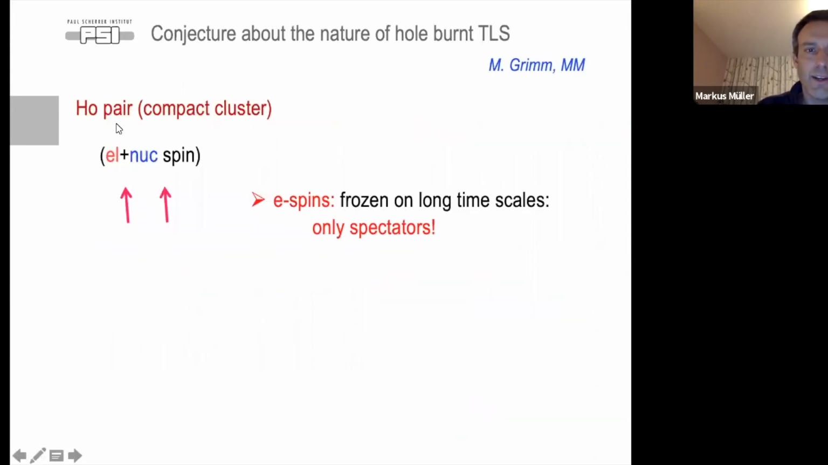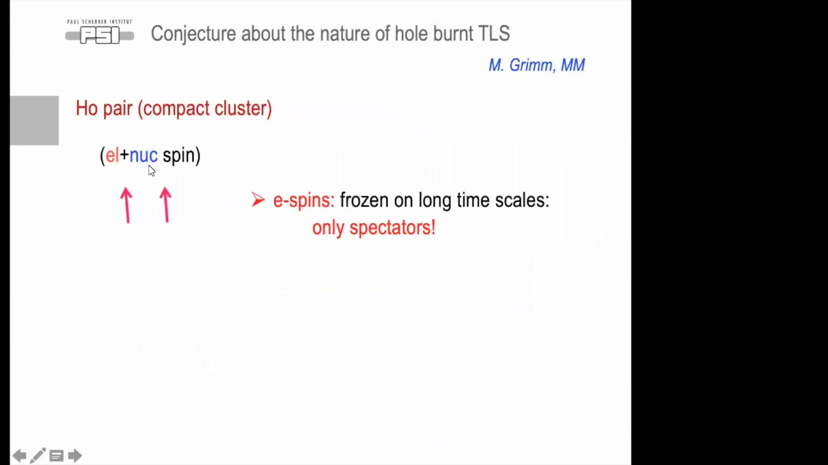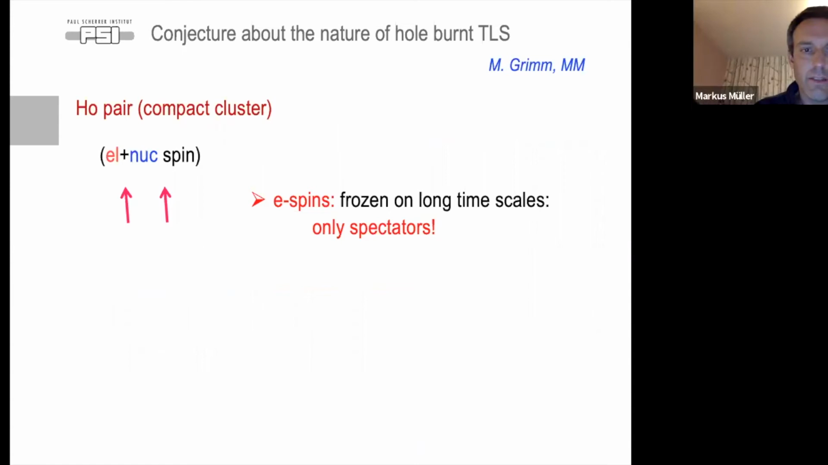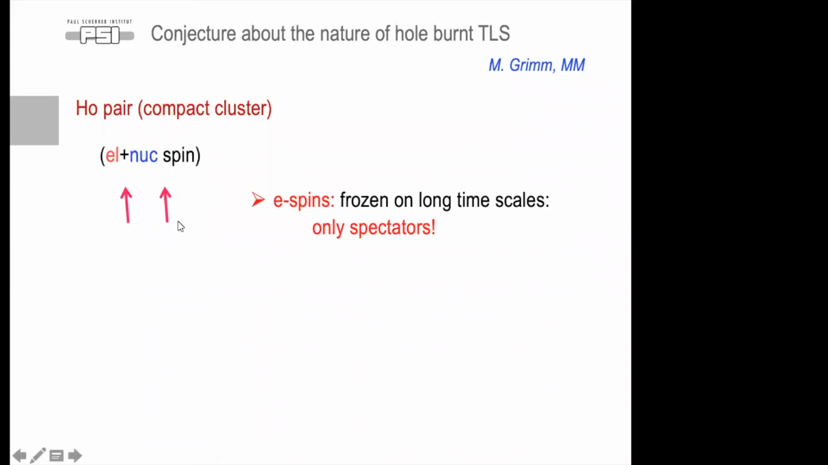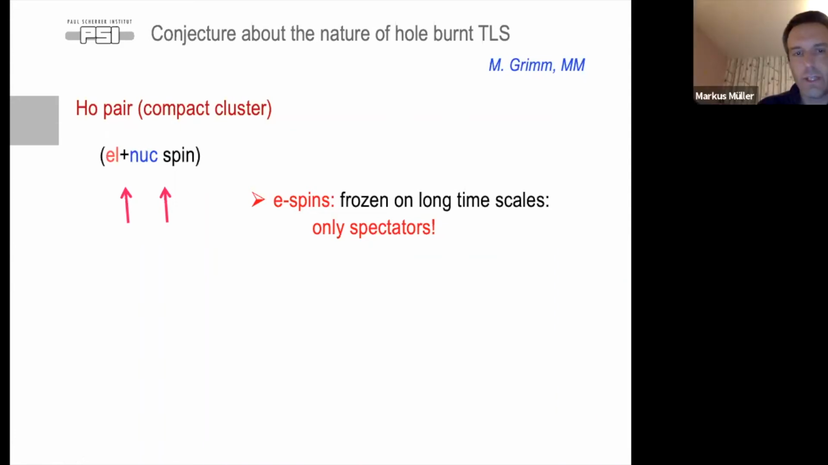So let's look at the holmium pairs, a compact cluster of nearest neighbor holmium. We have an electronic. Sorry, yeah? Is there an exchange interaction or is it all dipole interaction between holmium spins? At the nearest neighbor level, there is a bit of exchange interaction. It's still smaller than the dipole interaction, but still small. Okay, so it's not important. No, it's not important for the story.